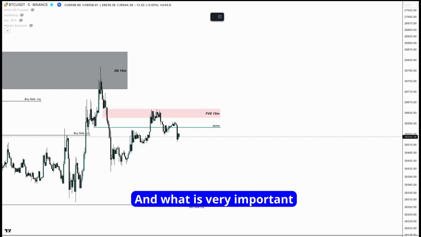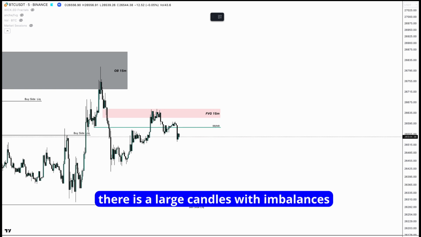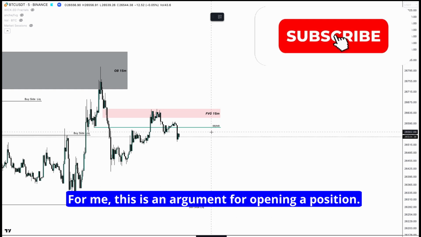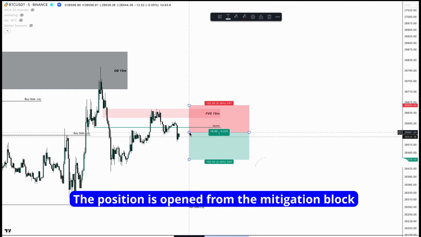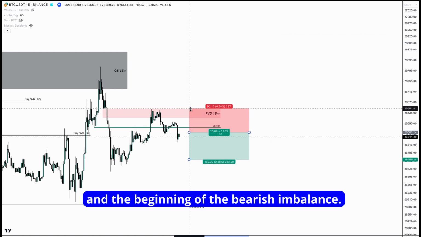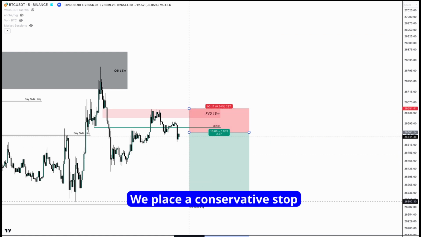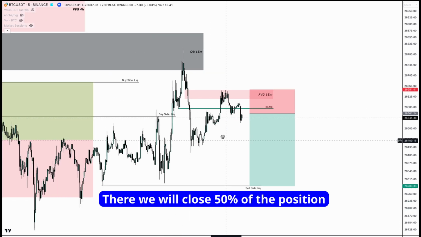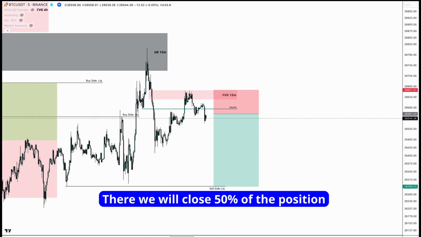And what is very important? There is a large candle with imbalances and a mitigation block. For me, this is an argument for opening a position. The position is opened from the mitigation block and the beginning of the bearish imbalance. We place a conservative stop loss and aim for the nearest equal lows. There we will close 50% of the position and move the stop to break even.